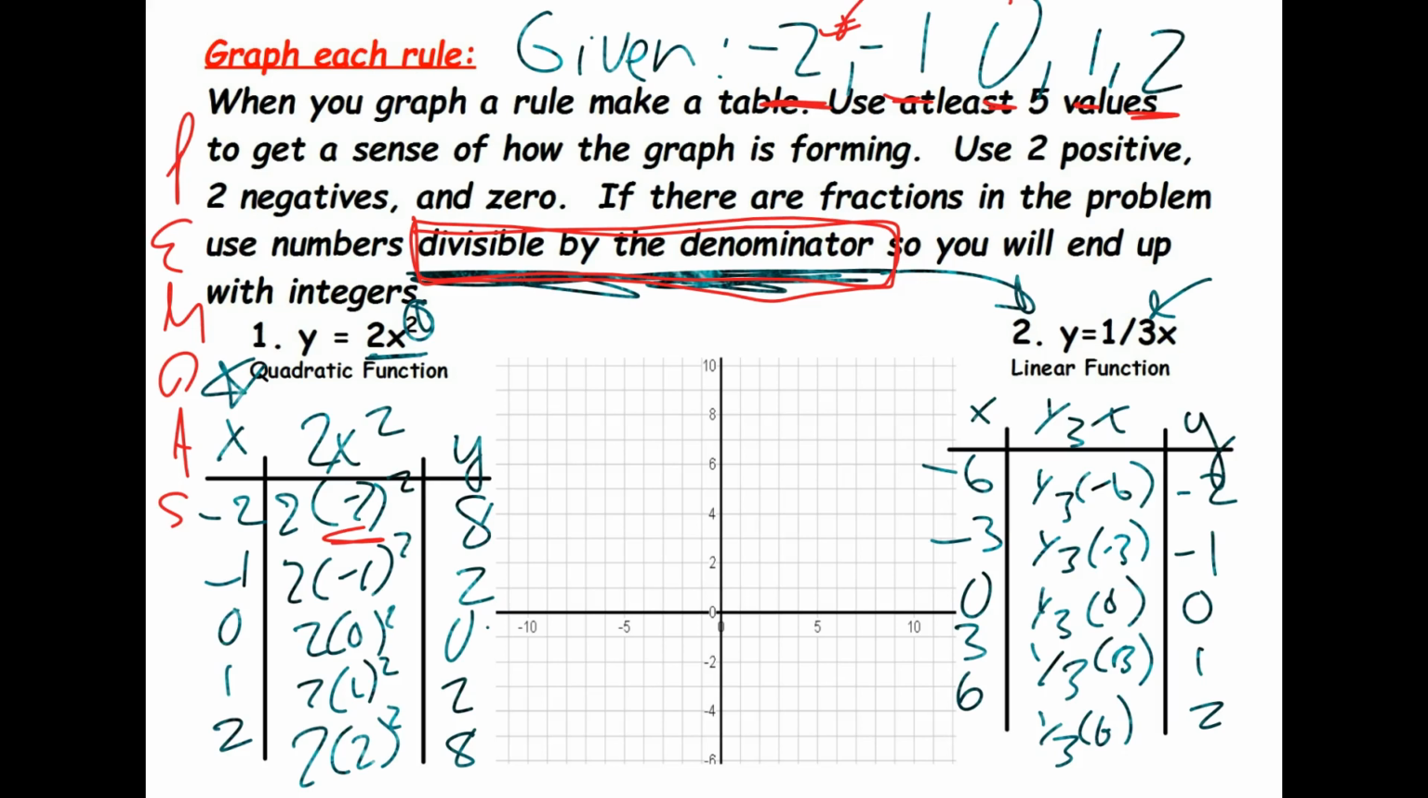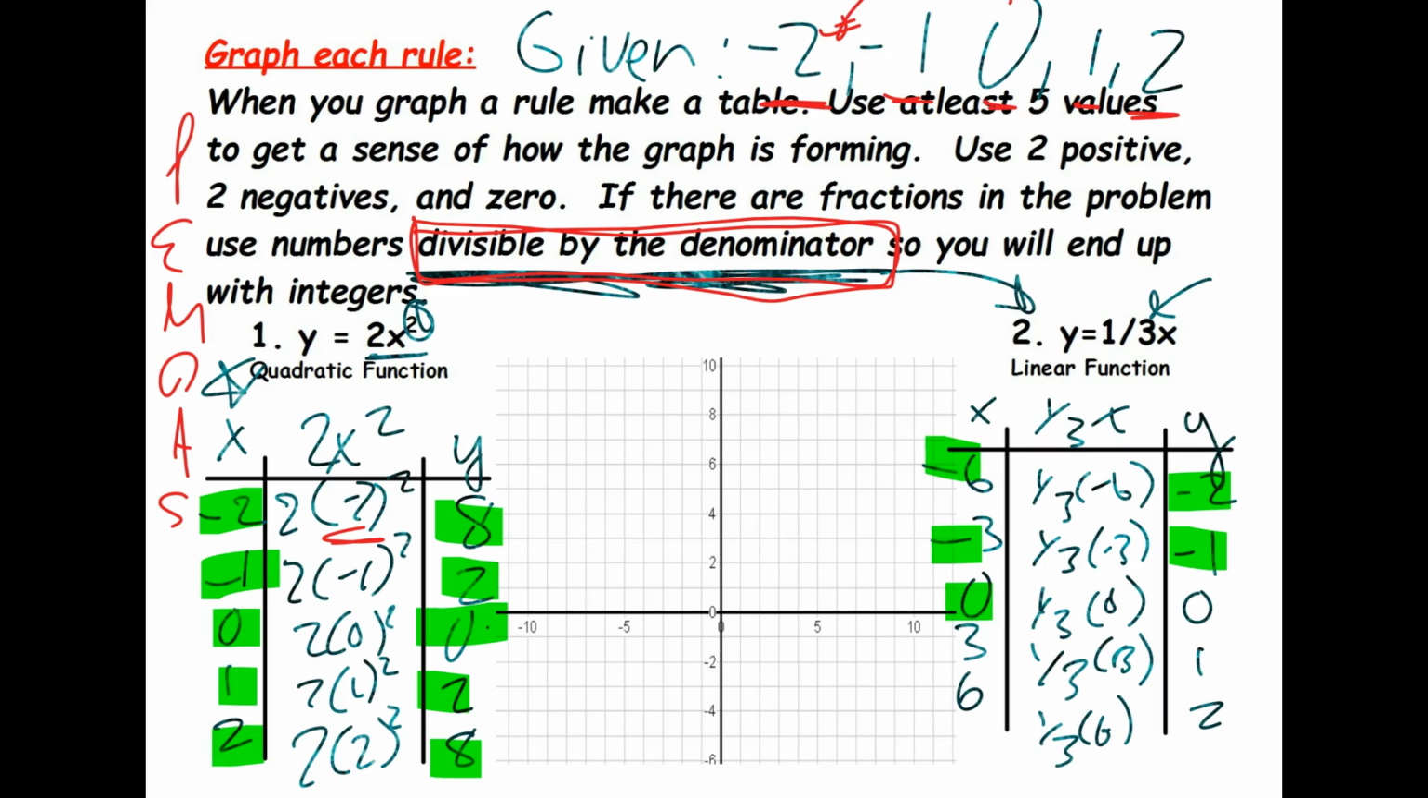All right. So yes, you're going to graph these on the same graph. What do you mean? I mean that you're going to graph them on the same graph. What am I graphing? You're graphing the ordered pairs. I can hear Nick asking, what am I graphing? You're graphing the ordered pairs. So this -2, 8, -1, 2, 0, 0, 1, 2, 2, 8, -6, -2, -3, -1, 0, 0, 3, 1, 6, 2.